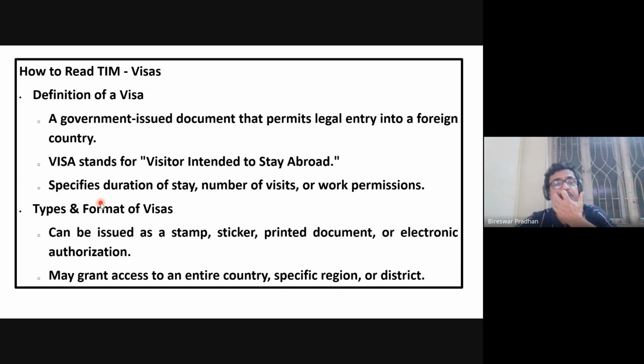It specifies the duration of stay, number of entries, and work permission. A permit or visa can be issued as a stamp, sticker, printed document, or electronic authorization, whichever may grant access to enter a country, specific region, or district. Now, for entry permission and revocation: final entry approval is given by the immigration officer at the point of entry. A visa can be revoked at any time by the issuing country.